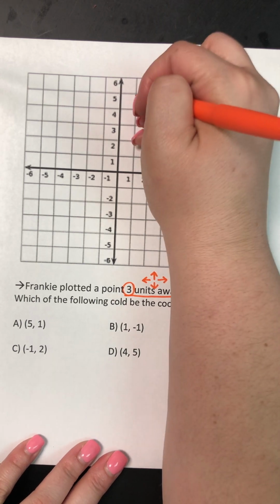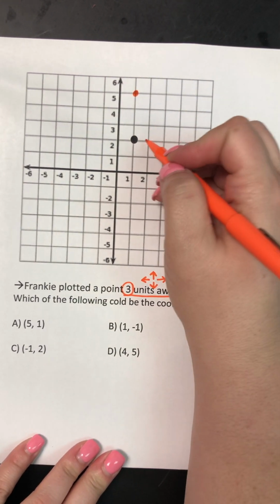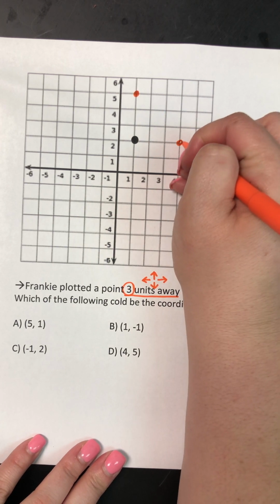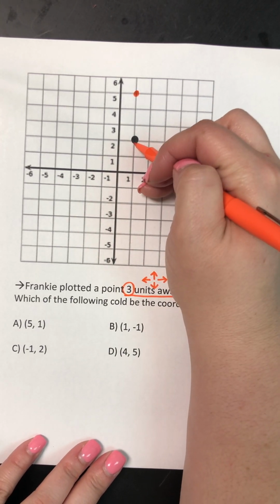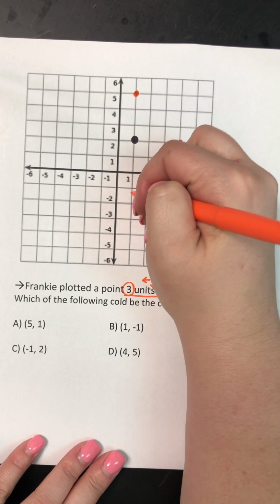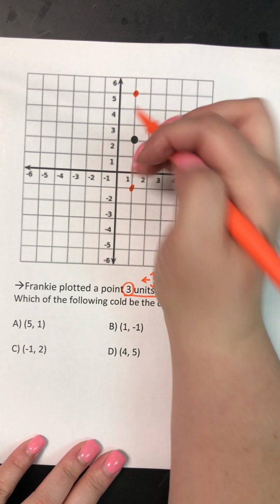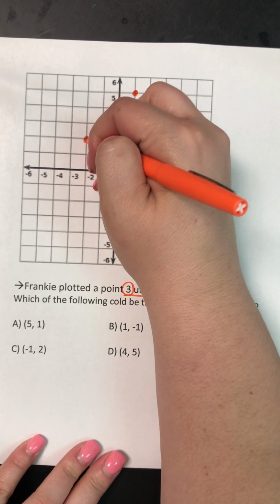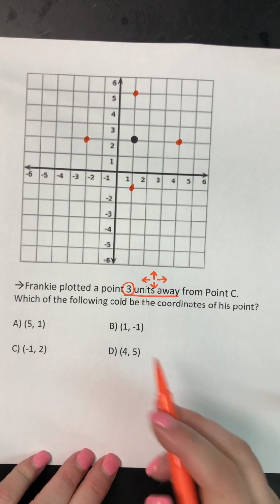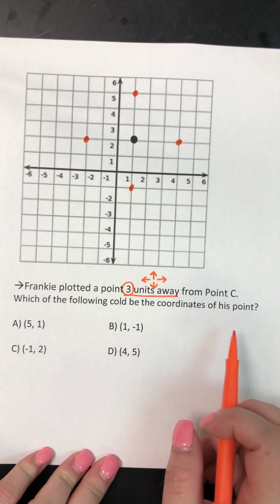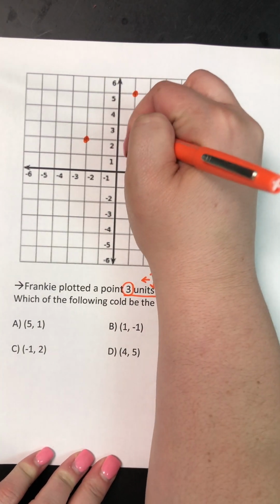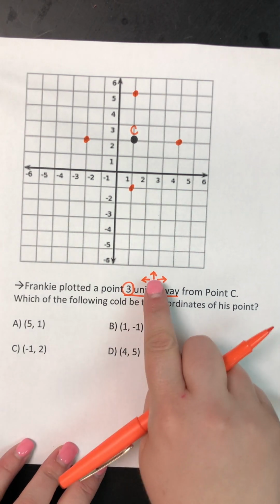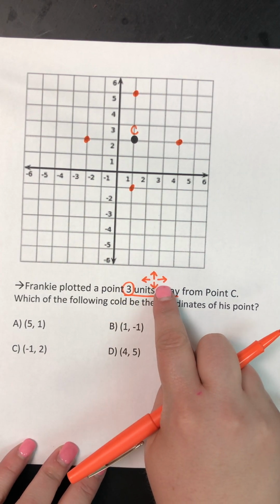1, 2, 3. And I'm gonna put a dot. And then I'm gonna go right 3. 1, 2, 3. And I'm gonna put a dot. And then I'm gonna go down 3. 1, 2, 3. I'm gonna put a dot. And then I'm gonna go left. 1, 2, 3. And I'm gonna put a dot. So those are the 4 locations that Frankie could have plotted his point. Okay, because point C is here in the middle, and that's all 3 units away. Again, we can only move up, down, left, or right.